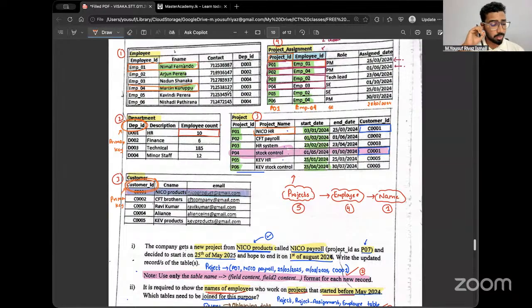What is the primary key for the project table? Correct. In the project table, the primary key is project ID. Again, if you're saying we have to take multiple fields together as a primary key, you always have to give me a reasoning of why we can't take a single field alone. In the project assignment table, project ID plus employee ID can be taken as the primary key.